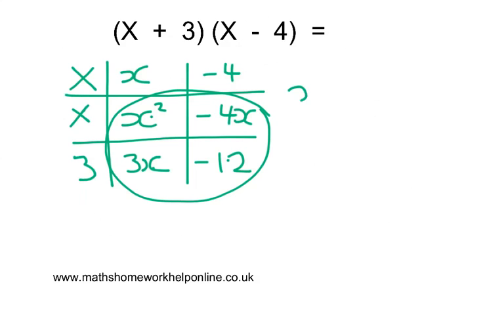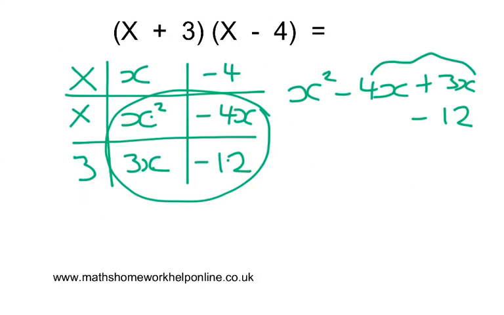And then we just need to add together all of these terms. So we get x squared minus 4x plus 3x minus 12. And again, collecting the like terms together. So minus 4x plus 3x is minus 1x or minus x. So our final answer is x squared minus x minus 12.